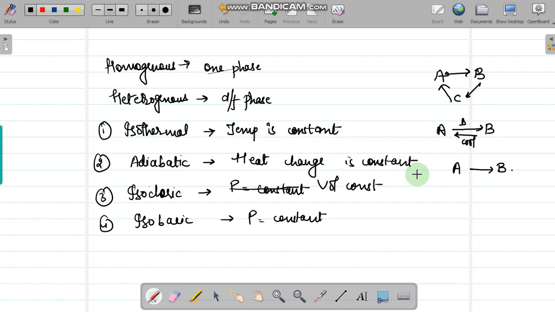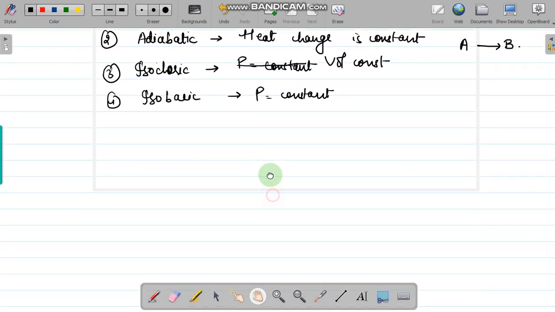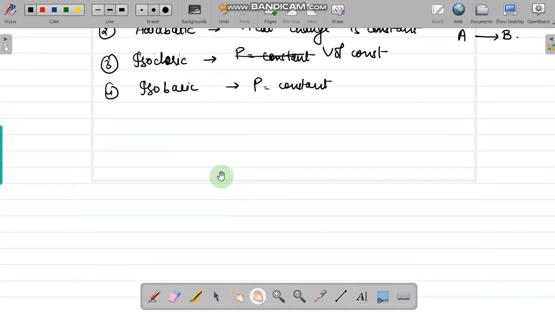Further, we have done the types of system, homogeneous and heterogeneous. Then we can also study according to the movement of matter and energy. They can be divided as the open system and the closed system. An open system stands for the system where an exchange of energy and matter between the system and surrounding is going to take place. It means both your energy and your matter are going to exchange between the system and surrounding.